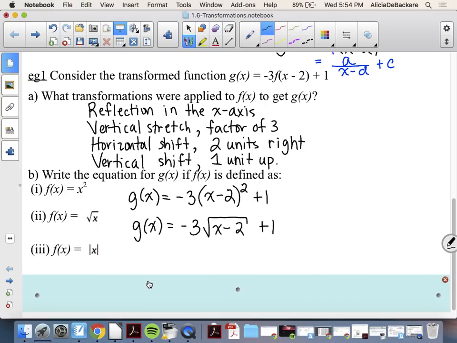We're going to do it again, this time for the absolute value function. So again, I'm going to wrap those absolute value bars around the x minus 2. So g at x is equal to my a value out front. Inside the absolute value bars, I have x minus whatever your d value is. It's minus 2 in this case. And then the plus 1 comes afterwards.